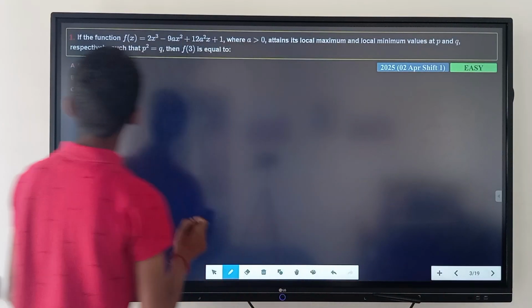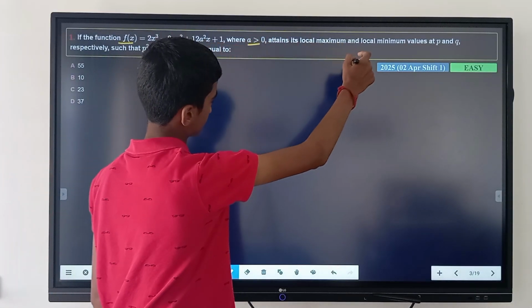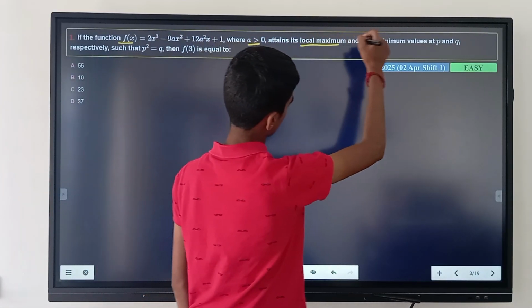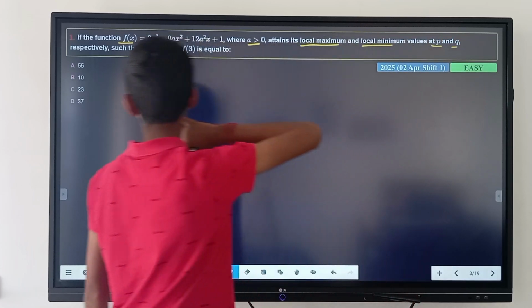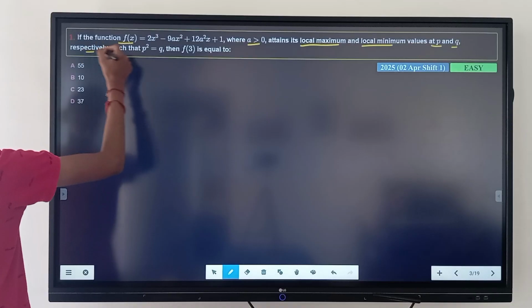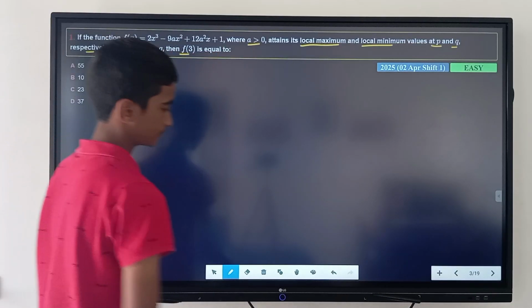Our question says if the function f of x, where a is greater than 0, attains its local maximum and local minimum values at p and q respectively, such that p square is equal to q, then f of 3 is equal to.